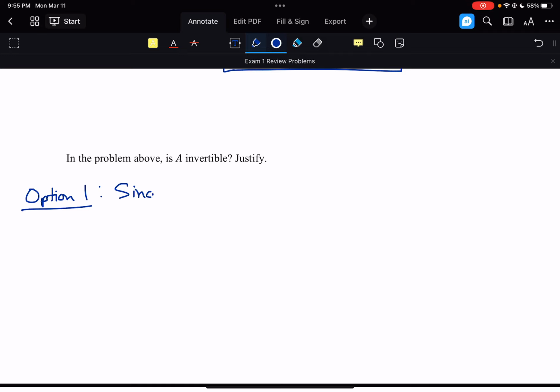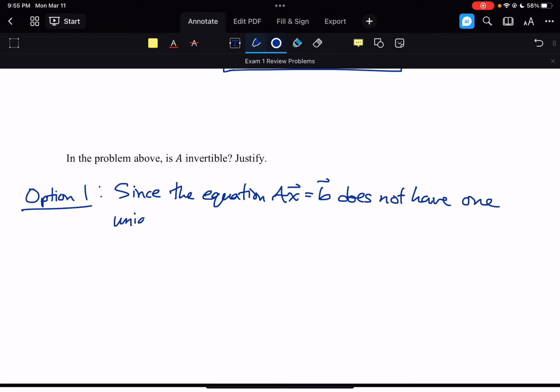So since the equation Ax = b does not have one unique solution, by the invertible matrix theorem part B, A is not invertible.